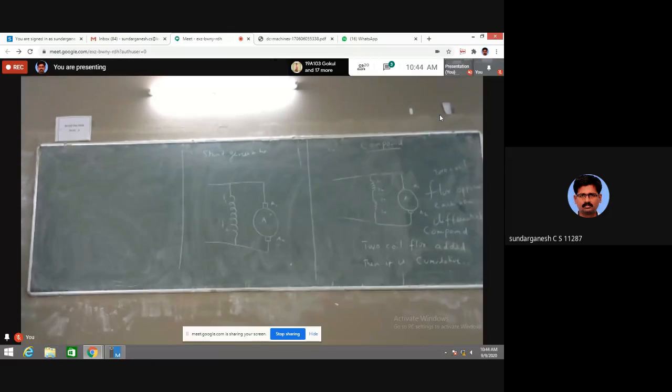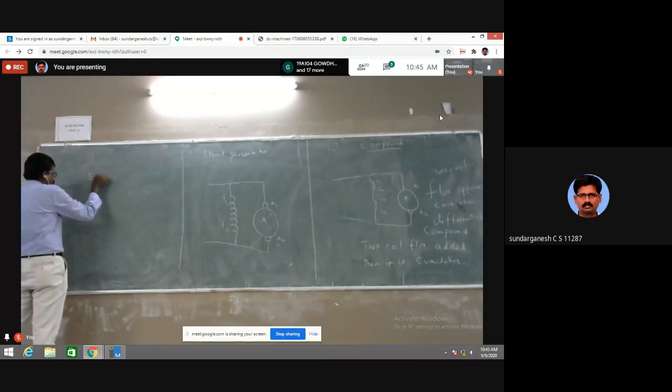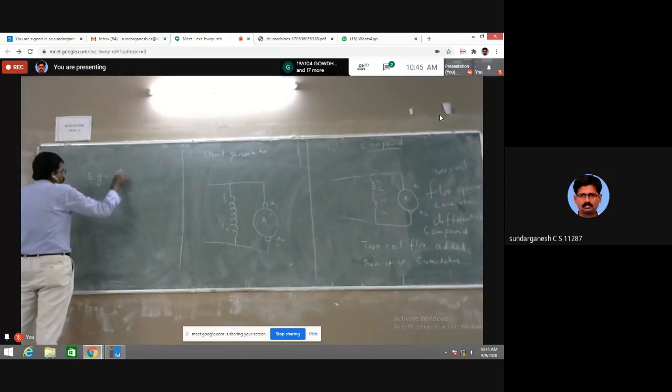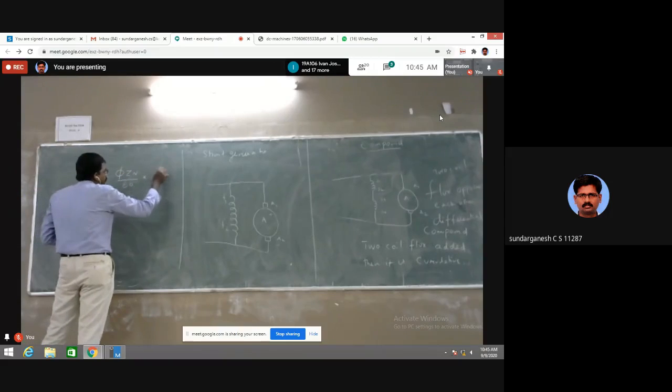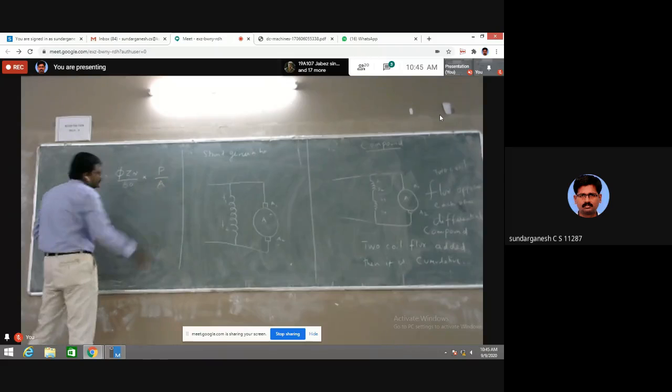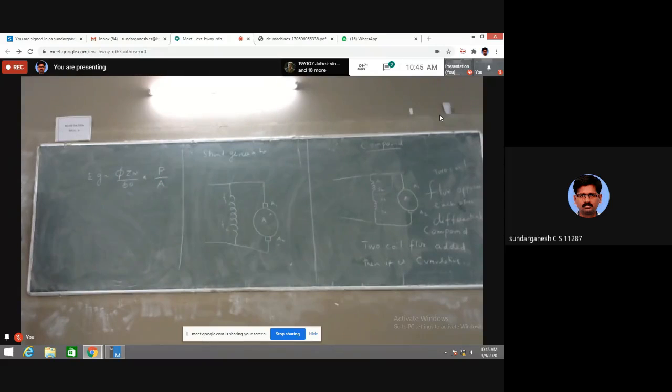So we have seen the construction, what are the parts inside the DC machine. So we know that the EMF generator Eg equal to phi Z N by 60 into P by A. Mostly what they will give means they give all the values except one. Another thing, they will give what is the winding, lap winding or wave winding. So then you have to find the number of parallel paths.